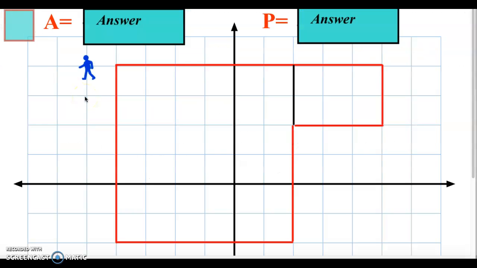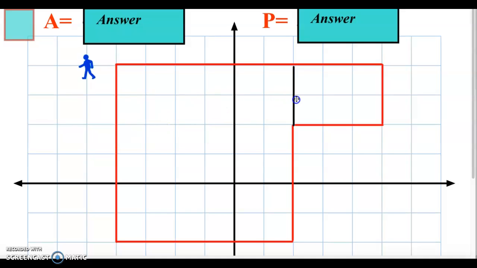So what I'd like you to do is look at this. This is a composite figure, and I'm going to move this for a second just for you to see. This is what it originally looked like. And I took this line and I put it here to separate it into two different figures. This big one is a square, and this smaller one is a rectangle. On the next slide, I'm going to show you how I found the perimeter and area of this composite figure.